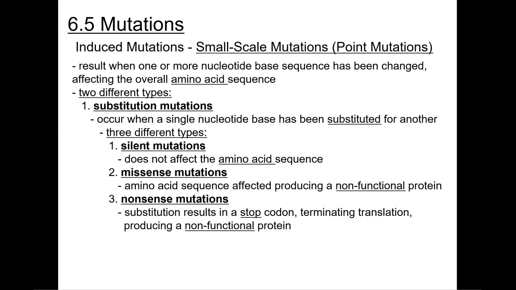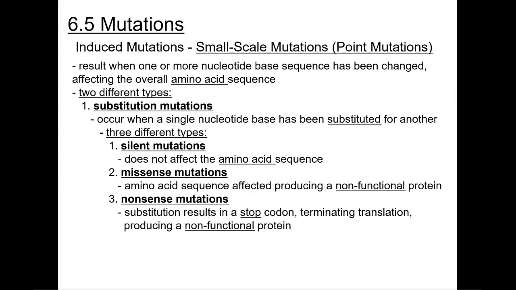We could have what's called a substitution mutation. That occurs when a single nucleotide base has been substituted for another. So instead of, let's say you had an A there, you could have a substitute for a G or a C there. Three different types of these.